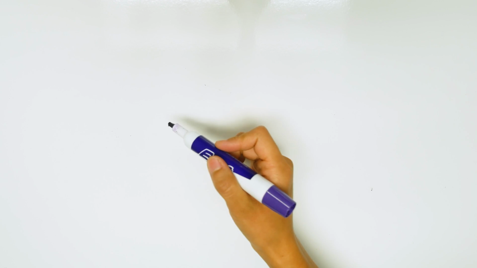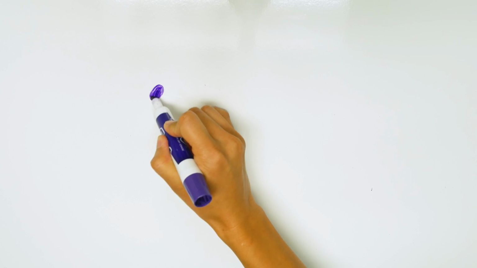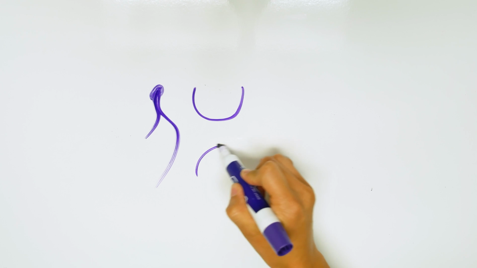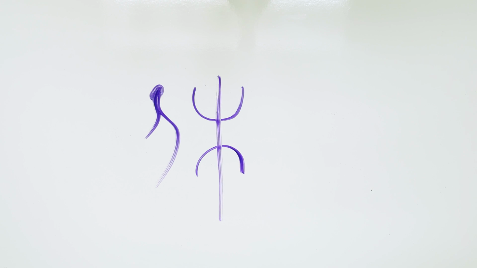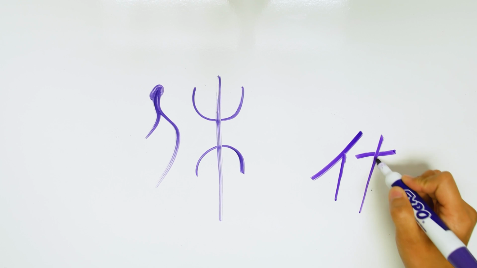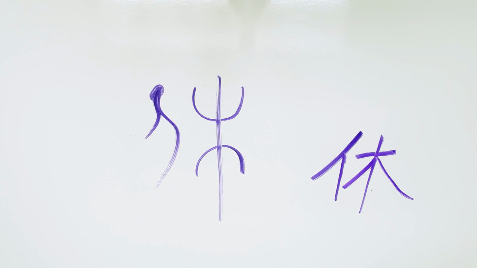Now, we have a different character. A person leaning against a tree. So he and she are clearly not working in the field. So a person next to a tree is xiu, meaning rest.